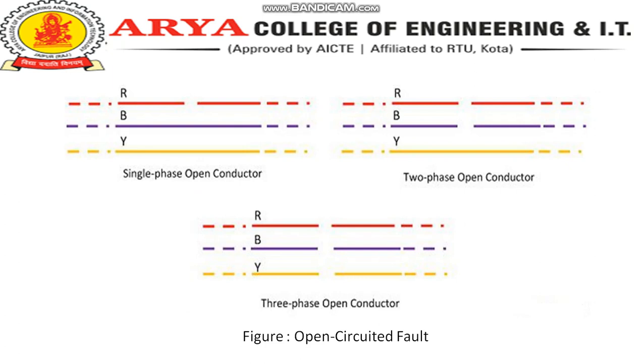Now in this slide there are the various types of open circuit fault, where the first diagram shows the single phase open conductor, the second diagram shows the two phase open conductor, and the third diagram shows the three phase open conductor.